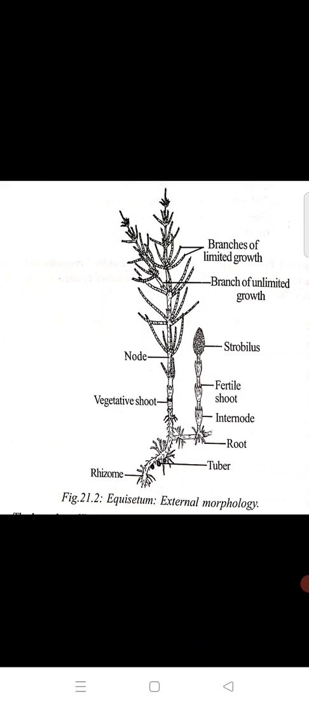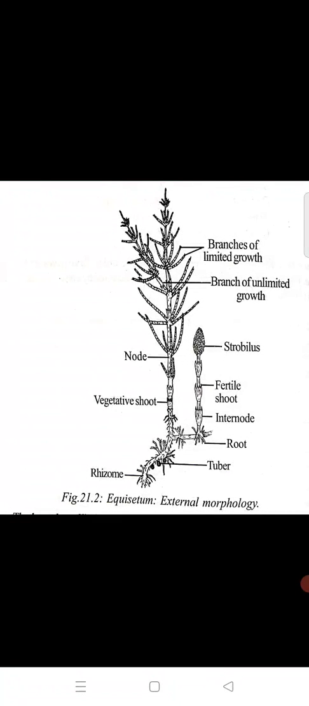The fertile shoots. So the fertile shoots are achlorophyllous, non-green, and they are unbranched. They contain nodes and internodes with leaves at the nodes. They contain small scaly leaves at the nodes. They terminate into a strobilus or cone. It is the fertile part of the stem, and the roots arise from the nodes of the rhizome.